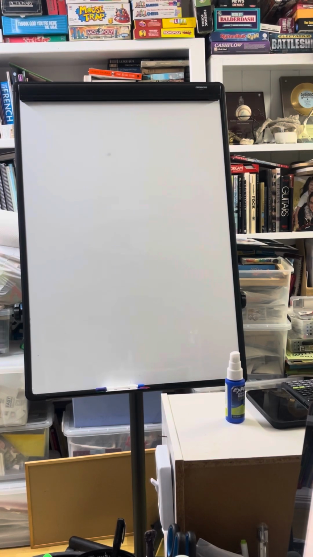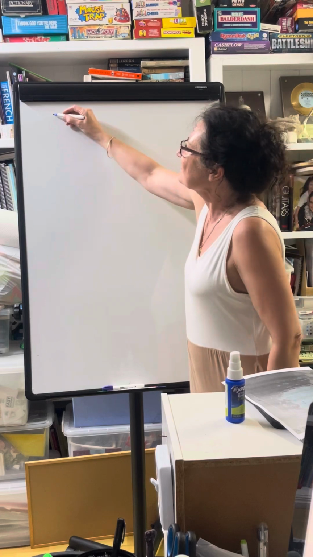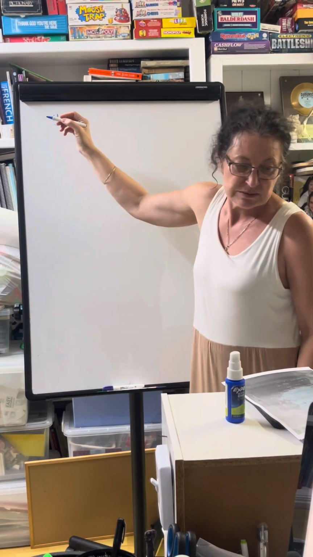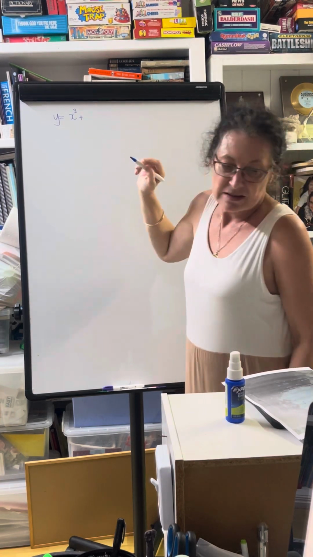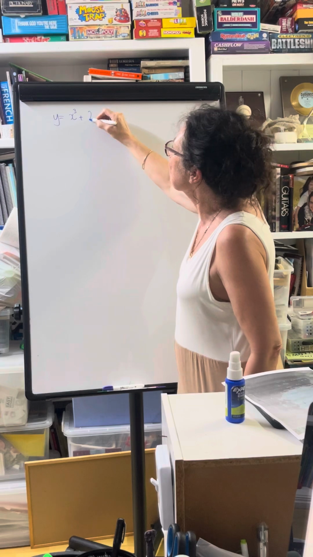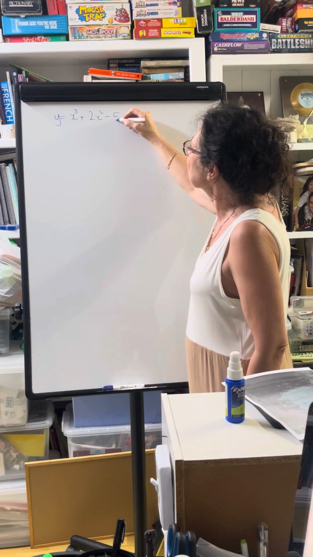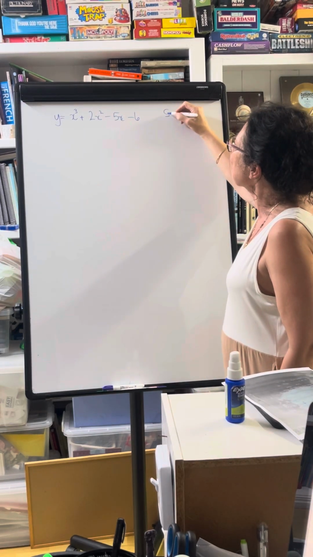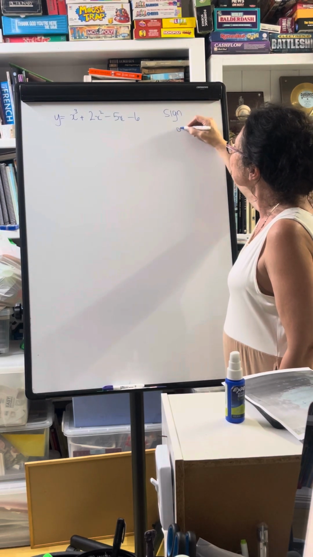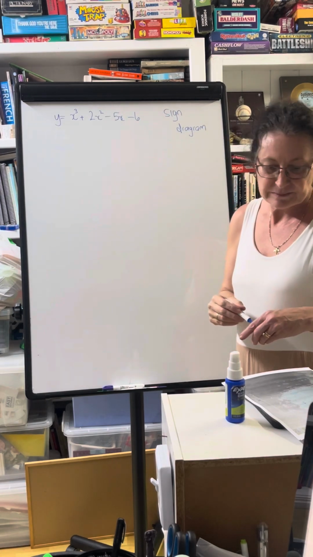Okay, the next one is, I saw in a few of the students, they're graphing the cubics. For example, y is equal to x cubed plus 2x squared minus 5x minus 6. And they were asked to do it using a sign diagram, which you don't see very often.